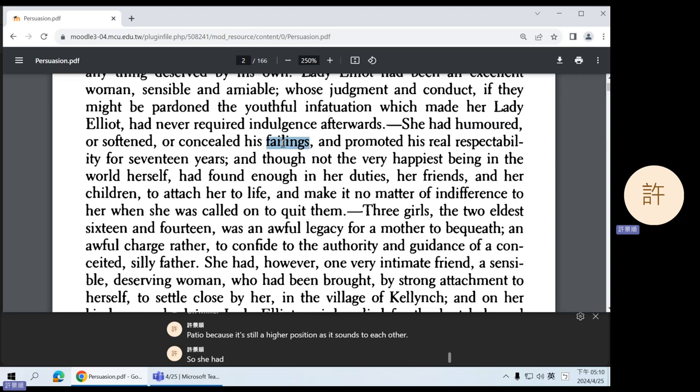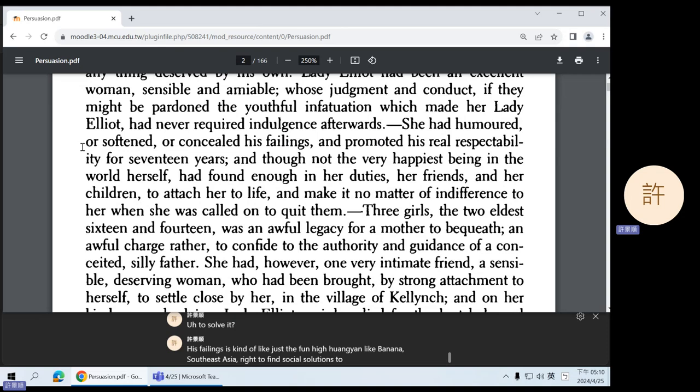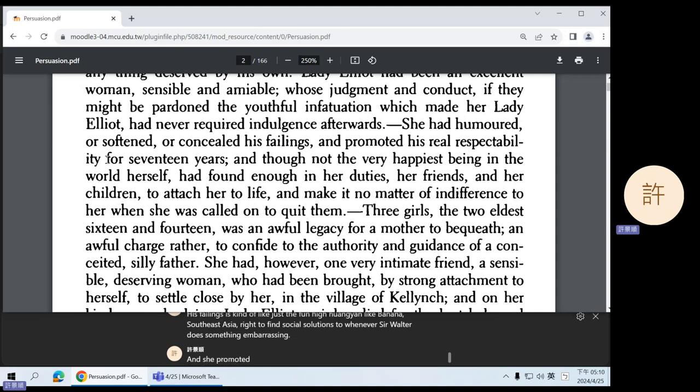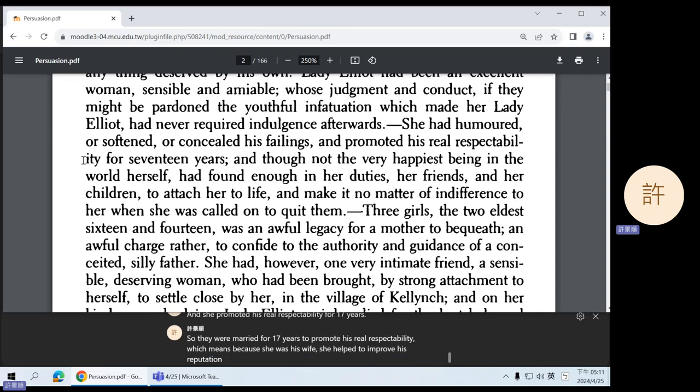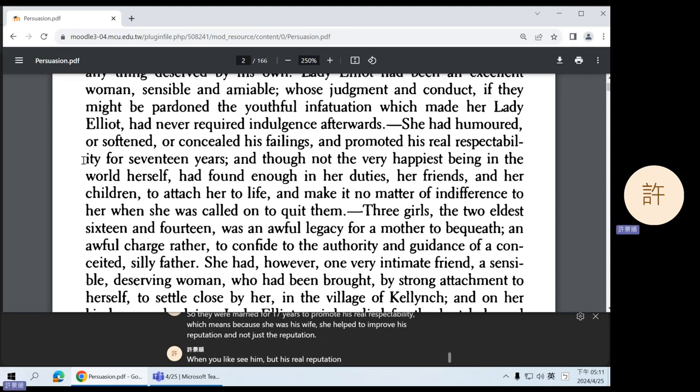So she had humored his failings or softened his failings or even concealed his failings. To soften his failings is kind of like 就是帮他缓颊, like 帮他找台阶下, right? To find social solutions to whenever Sir Walter does something embarrassing. And she promoted his real respectability for 17 years. So they were married for 17 years. To promote his real respectability, which means because she was his wife, she helped to improve his reputation. And not just the reputation when you like see him, but his real reputation. 就不只是当面的见面礼而已，而是真正的名声有让他更好.